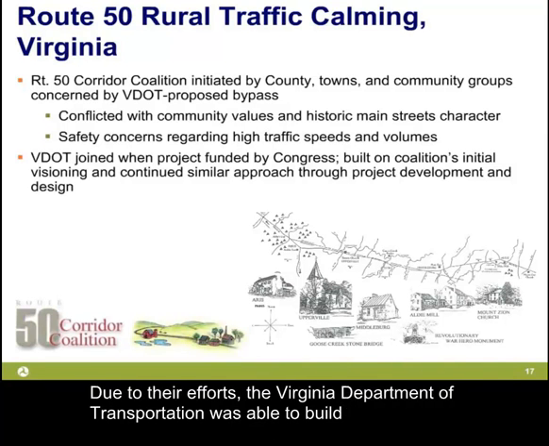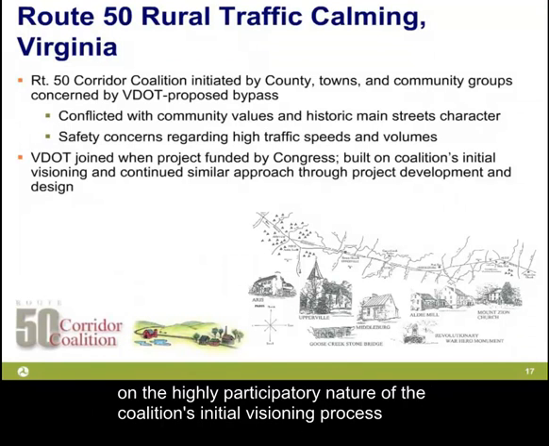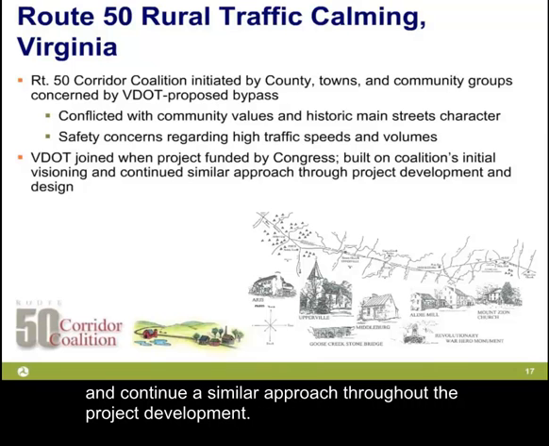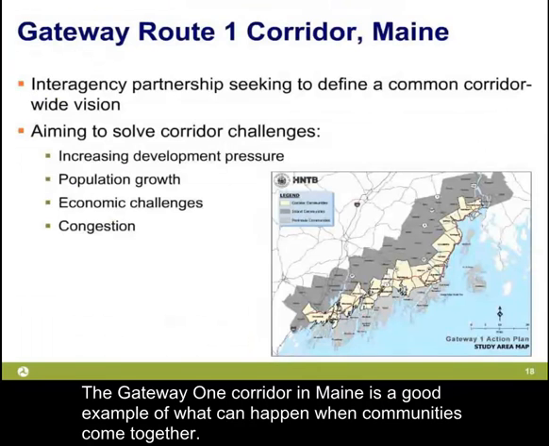Due to their efforts, the Virginia Department of Transportation was able to build on the highly participatory nature of the coalition's initial visioning process and continue a similar approach throughout the project development. The Gateway 1 corridor in Maine is a good example of what can happen when communities come together.